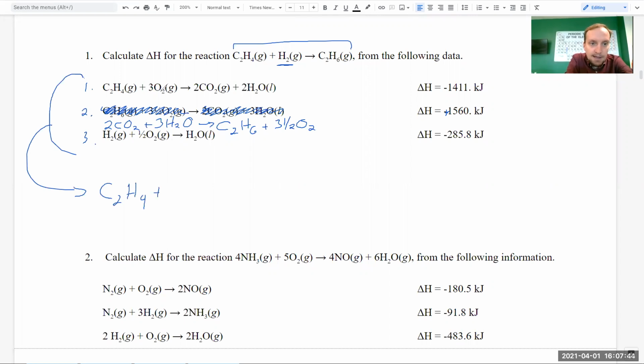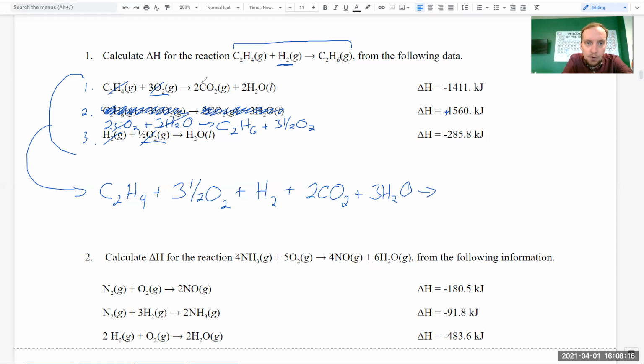C2H4, I have those 3 oxygens, and I have that half oxygen. So added together, I have 3.5 oxygens. Okay, so I got this, I got that, I got that. Also on the left, I have an H2. So that's gone. I have that. I have 2 CO2s, and I have 3 waters. Okay, so that's gone, that's gone.